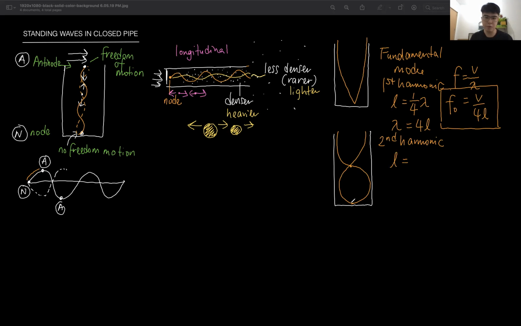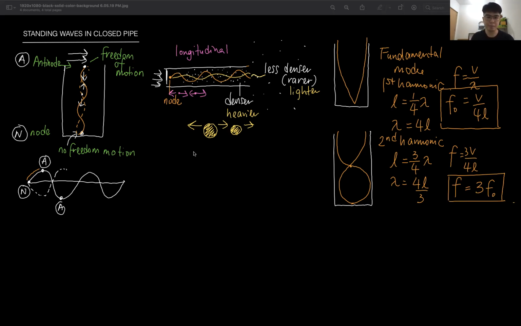L equals, how many waves is this? 3/4 of lambda. Because if two loops, then that is one whole cycle. This is 1.5 loops, so it's 3/4 lambda. Lambda equals 4L over 3. Frequency, we put in v over lambda, so 3v over 4L, and we can write this as 3 f0. This is my second harmonic.